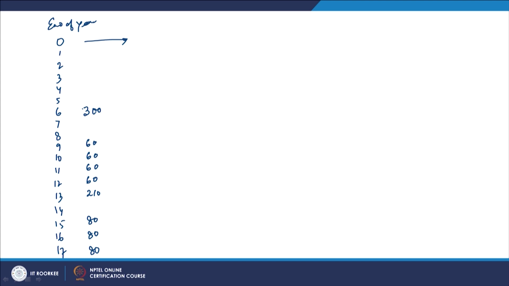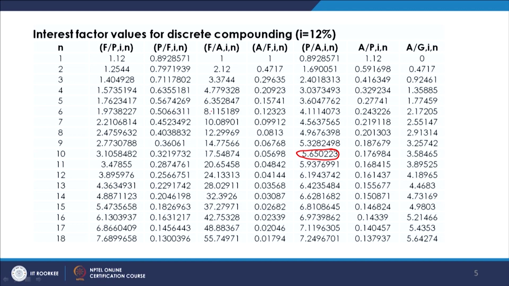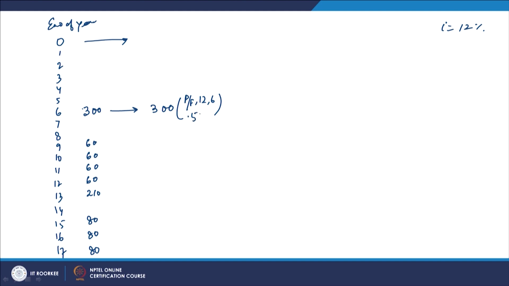So, you will multiply this with the factor P by F, I, N, and I we know is 12%. So, you will multiply with P by F 12 6. Its value will be 300 multiplied by P by F 12 6. If you look at the factor table, then P by F 12 6 will be 0.5066. So, you will multiply this with 0.5066, and this value will come out to be 151.98. Now, you will go to the next set of transactions.